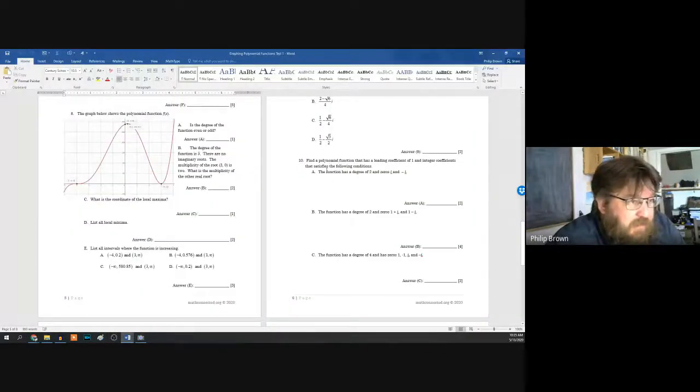So it says, find a polynomial function that has leading coefficient of 1. Morning, Omar. And integer coefficients that satisfy the following conditions. So the function has a degree of 2 and zeros of i and negative i.